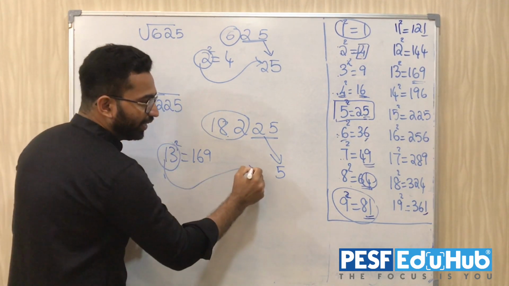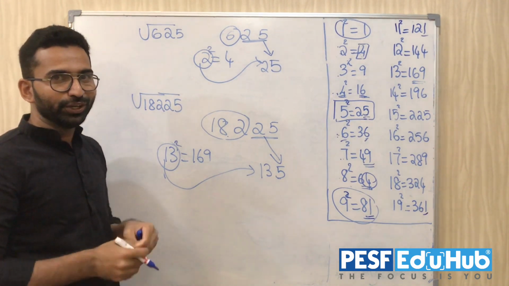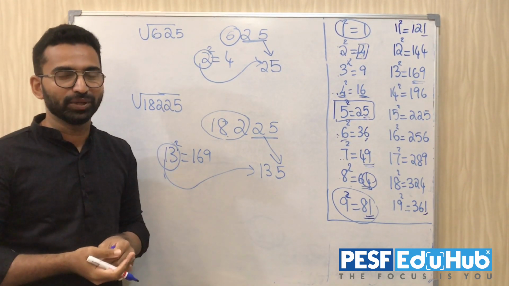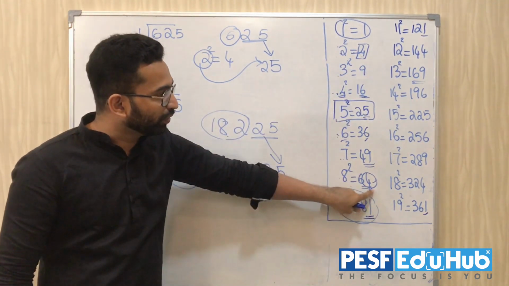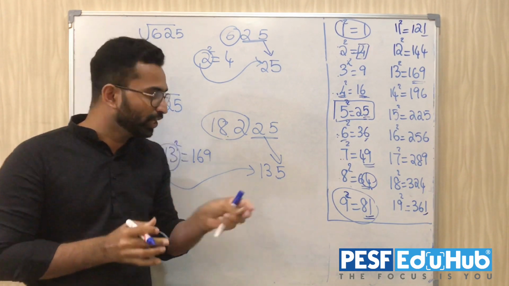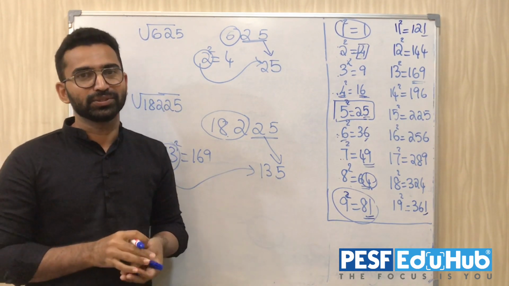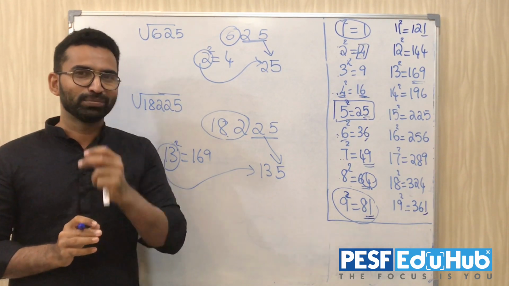So write this 13 along with your 5. That is your answer. You don't have to write two numbers like that, because only if you have numbers ending with 4, 6 or 9, then you have to write two numbers and compare the answers. Very simple technique. Just learn the procedures.